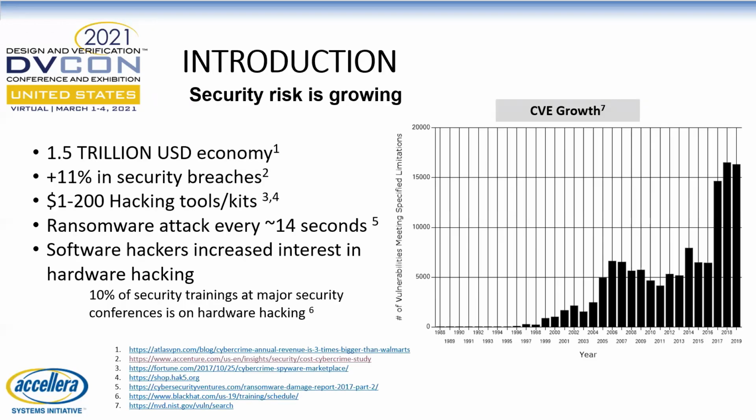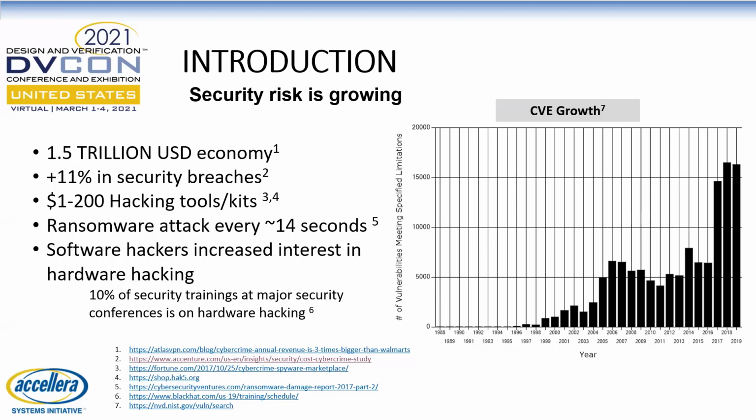We are here to discuss the growing security risks in many of our electronic products, many of which have become so prevalent in our lives today. Who, for instance, couldn't live without a computer or a cell phone, or the ICs in cars and planes? In a $1.5 trillion U.S. economy, security breaches have increased 11% in the past year alone. Hacking toolkits have become extremely cheap, ranging from $1 to $200 just to get started.